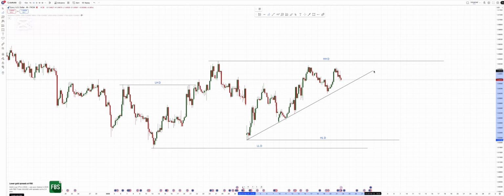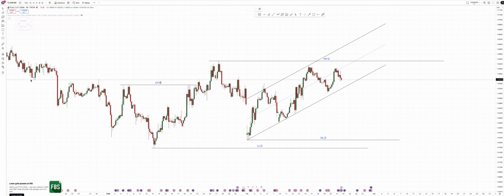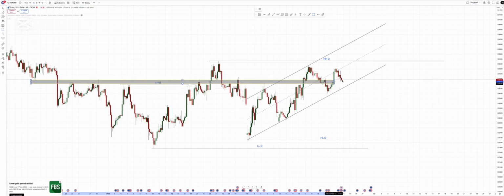So I'm seeing this coming. I'm seeing this as a channel itself. And on this channel, I can also see this coming. This looks like a very good zone. This looks like a very good zone for a buy.